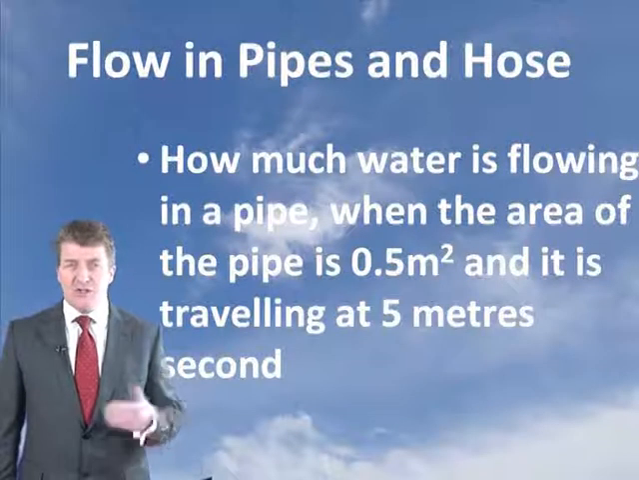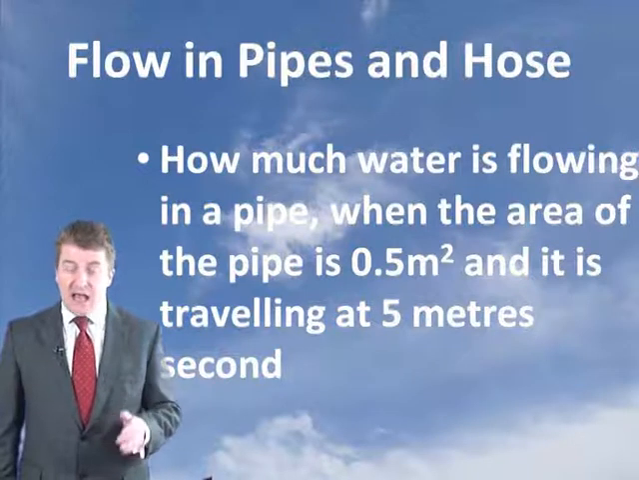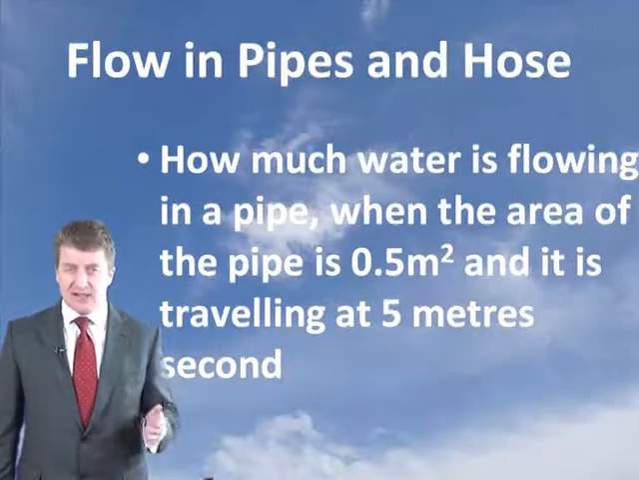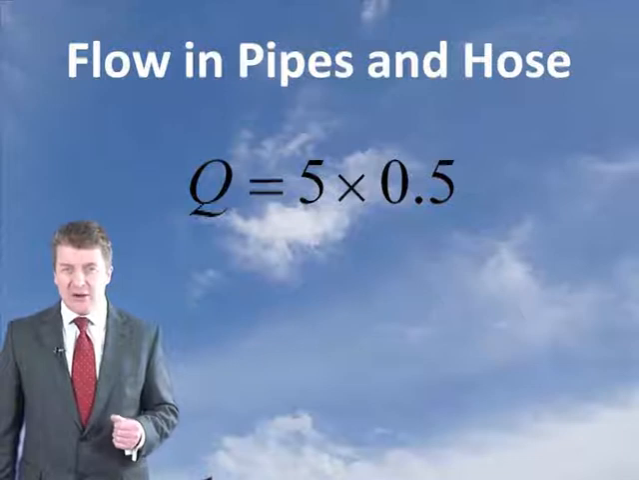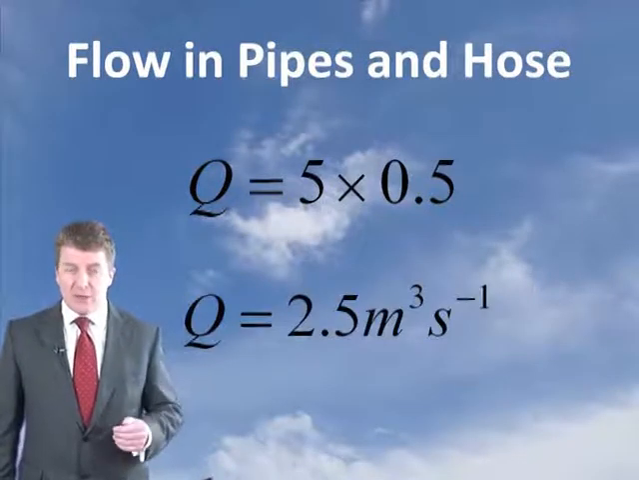So how much water is flowing in a pipe when the area of the pipe is 0.5 square metres and it's travelling at 5 metres a second? Well, if you put in your known variables, you get Q equals 5 times 0.5, which equates to 2.5 metres cubed a second.